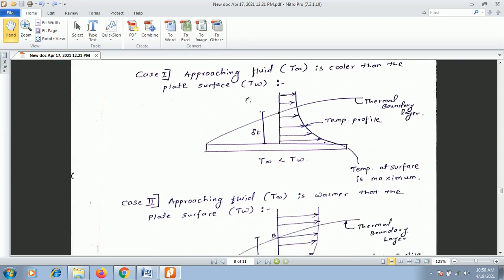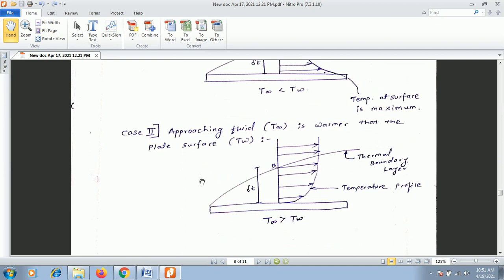Now in the first case the temperature profile is as shown in the figure, and what is going to happen is, as the approaching fluid is cooler than the plate surface, the plate is going to have the maximum temperature. The plate is going to dissipate its heat to the surrounding fluid. So at the surface of the plate, the fluid will attain maximum temperature, while away from the surface of the plate, the fluid will attain minimum temperature.